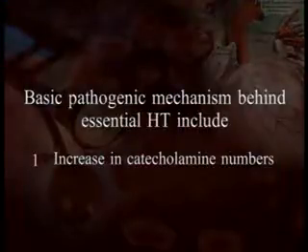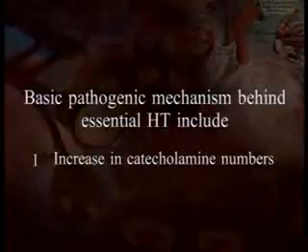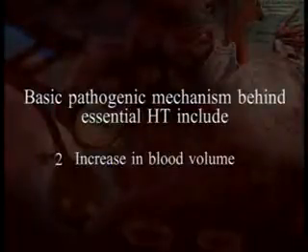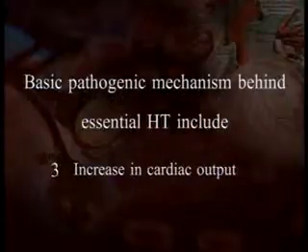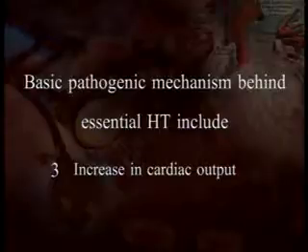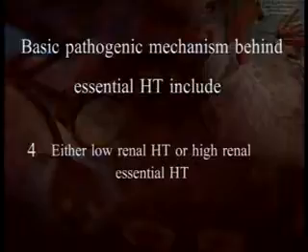Now, the basic pathogenic mechanisms behind essential hypertension include: number one, there is an increase in catecholamine levels. Number two, there is an increase in blood volume. It could either be due to arteriolar volume increase or due to increase in vascular constriction. And the third factor is an increase in cardiac output, and the fourth factor is that there is either a low renin hypertension or a high renin essential hypertension.